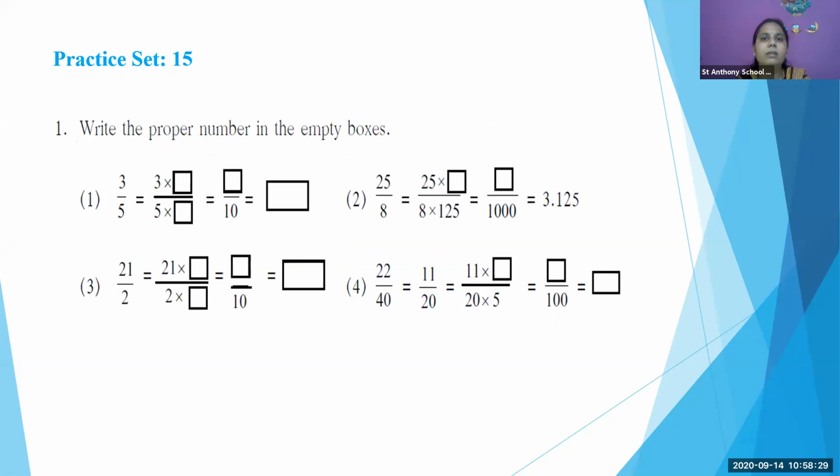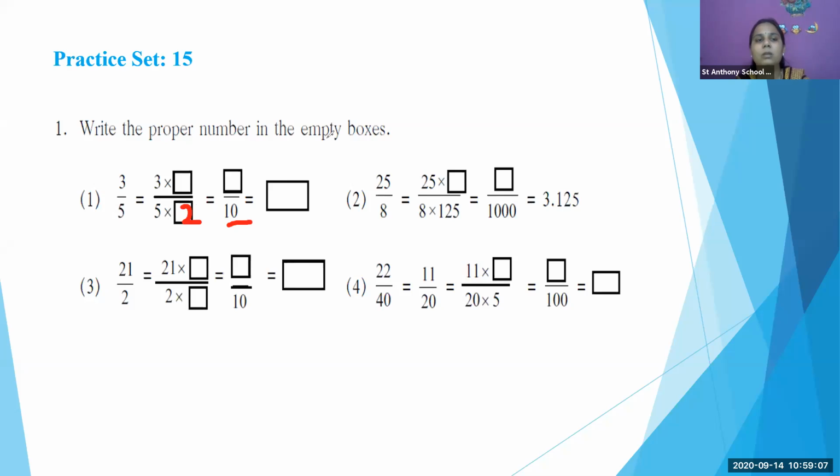Okay. Now practice set 15. Come to practice set 15. Here write the proper number in the empty boxes. Which number will we multiply with 5 so that our answer will be 10? 5 twos are 10. So we'll write here 2. And I have told you that if we multiply the denominator by any number, we have to multiply the numerator by the same number, right?